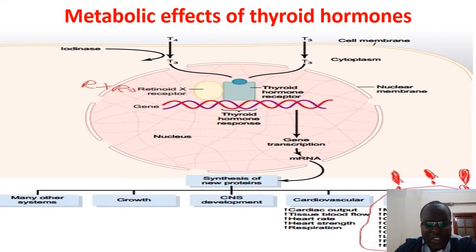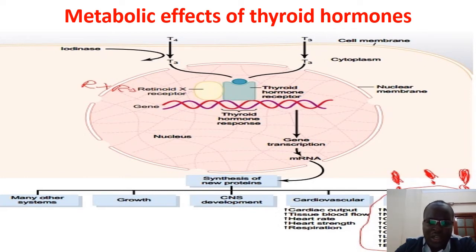But within the target cells, the T4 has to be converted to T3 because in terms of potency, the T3 is more potent as compared to T4. It's very fast, and the rapidity or the intensity of its action is very good. So it has to be converted to T3. You have the iodinase enzyme that will remove the iodine, so you have a deiodination reaction taking place. Just remove one iodine there, then the T4 will be converted to T3.